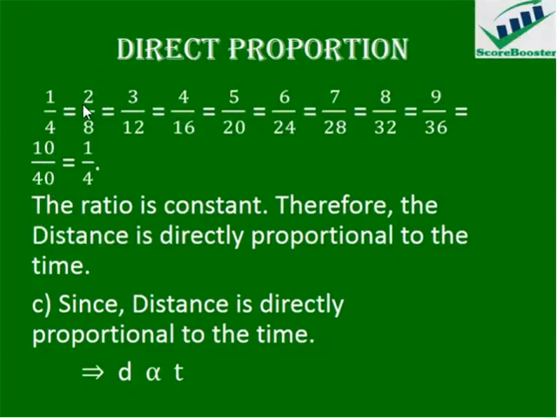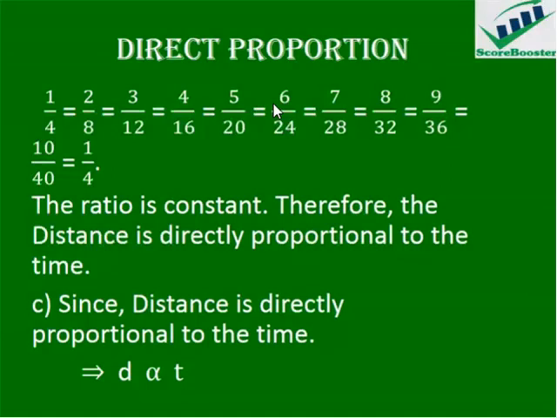If we simplify each of these to its lowest terms, we have 1/4. Also this one, 1/4, this one, 1/4, and also this 1/4. We can see that when all the corresponding distances and times are simplified to their lowest terms, we have 1/4. Therefore, the ratio is constant all through, and that also shows us that the distance is directly proportional to the time.